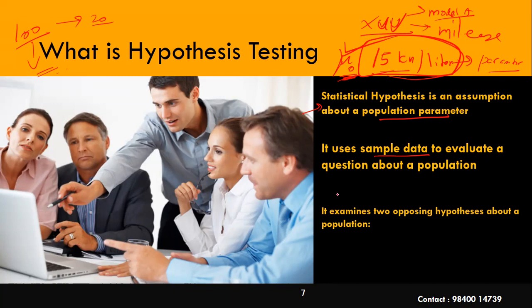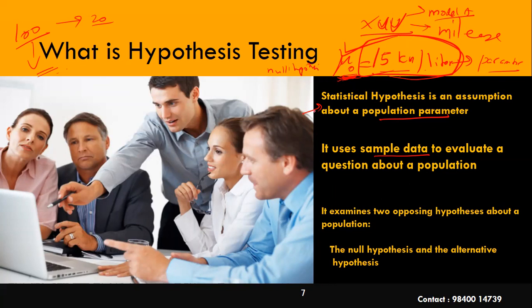In hypothesis testing, there are two opposing statements: the null hypothesis and the alternative hypothesis. This is the one we are hypothesizing. We simply assume that the claim made by the manufacturer is right, that it is going to give 15 kilometers per liter. The assumption is nothing but your hypothesis, the hypothesized mean. This is your null hypothesis.